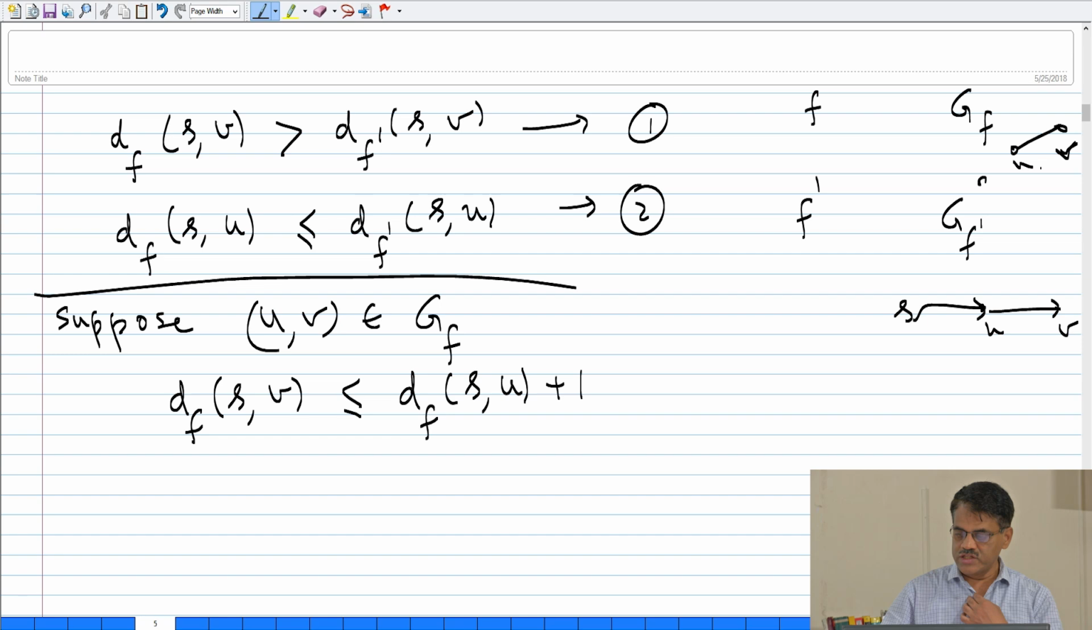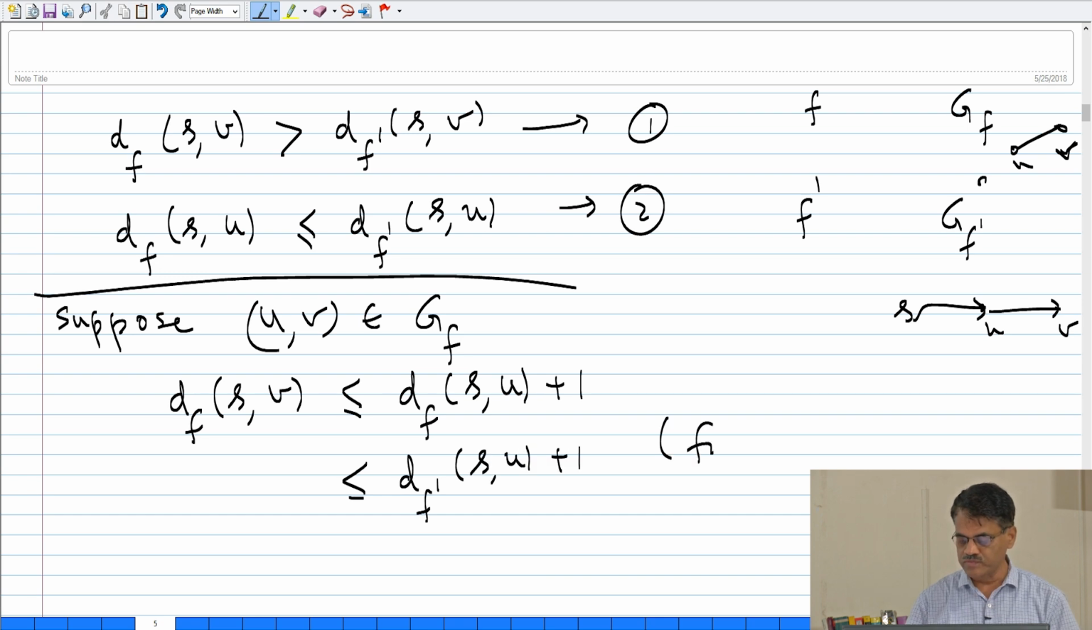So, if the shortest path actually uses the edge UV, then the distance will be this, but it may not use UV and there may be a different way to get to V faster without U. So, it will be less than or equal to this. This is one path, so there may be something less than or equal to this. Okay. So, now I know from here that this is less than or equal to df prime SU plus 1, right, from 2.